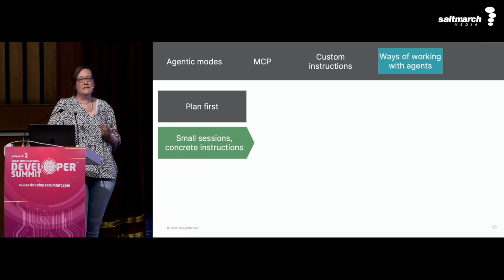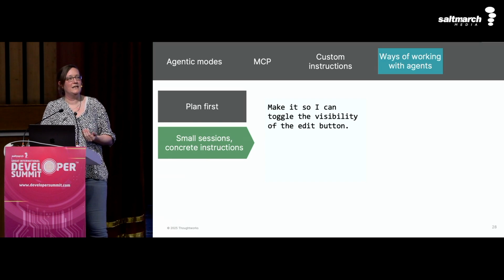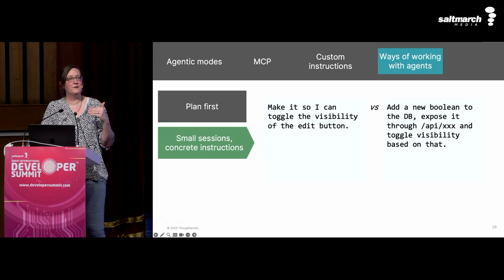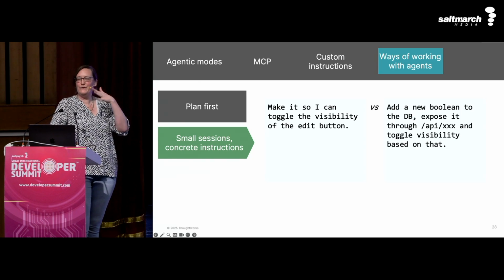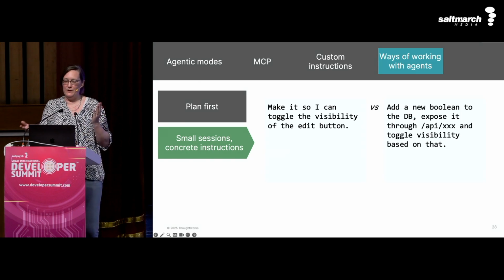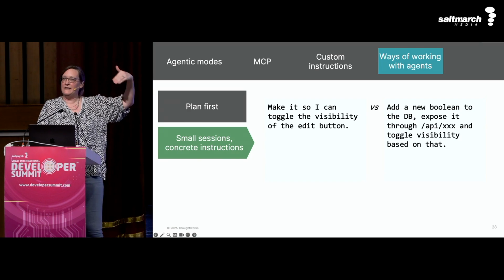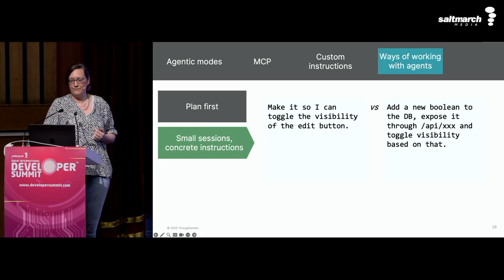And give concrete instructions, right? So, for example, instead of saying, make it so I can toggle the visibility of the edit button, say: go add a new Boolean to the database, expose it through the following endpoint, and toggle visibility based on that, right? It's a short example for the purpose of the presentation, but maybe you get what I mean by more details. And this second box, add a new Boolean, expose it, and so on, might be the thing that I come up with together with the AI in the first step where I do the planning.